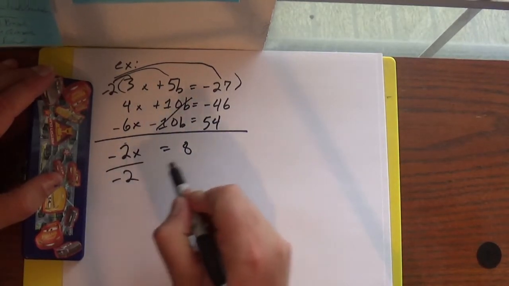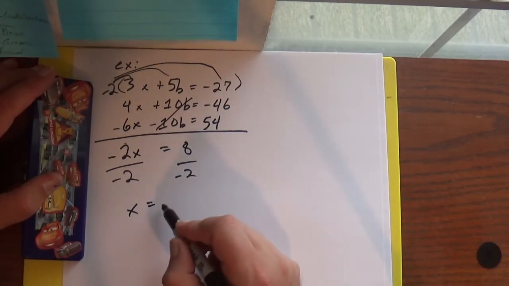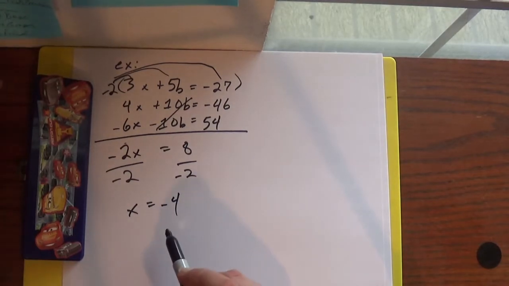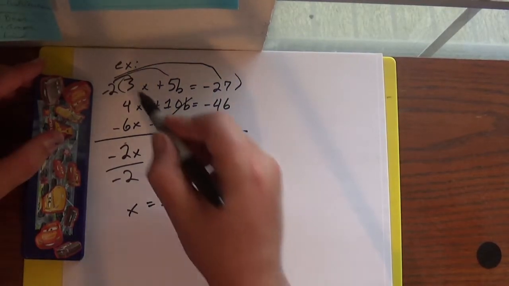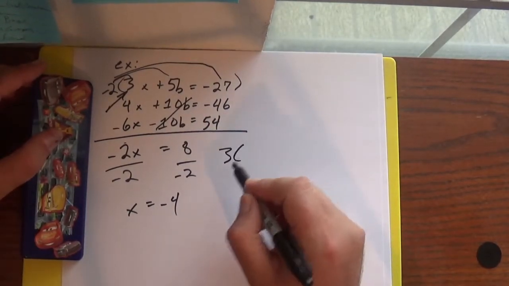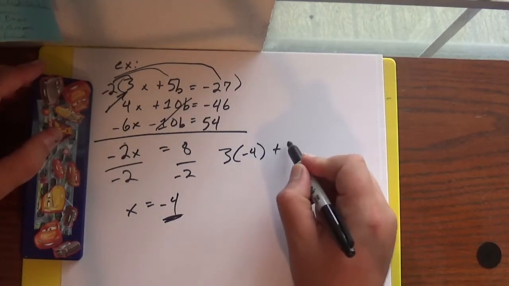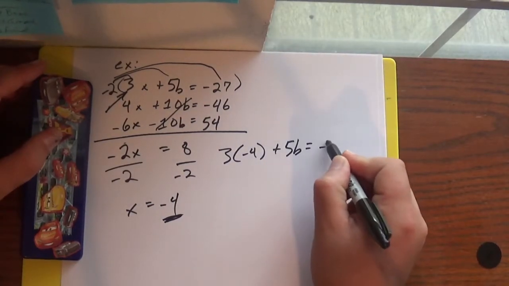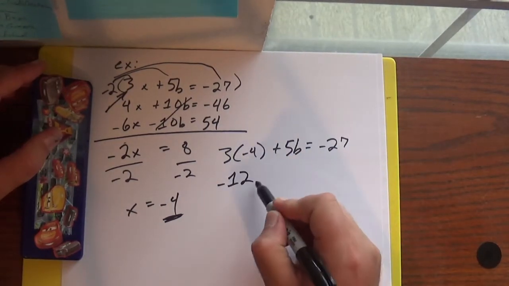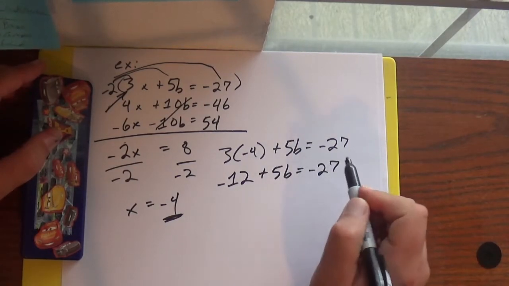And then I divide. Divide. Whoops, I forgot the negative. Negative 4. Now that I've got my x, I need to go back and get the b. This first equation is probably easier, so I'll use that one. And I'm just going to put this where the x was. And multiply these out. So I get negative 12 plus 5b, negative 27.